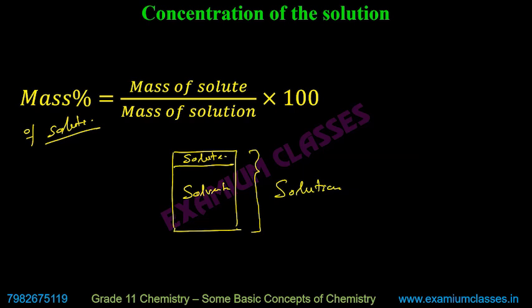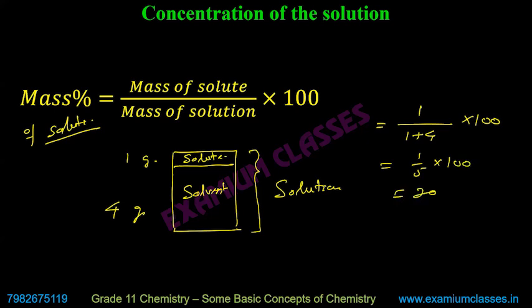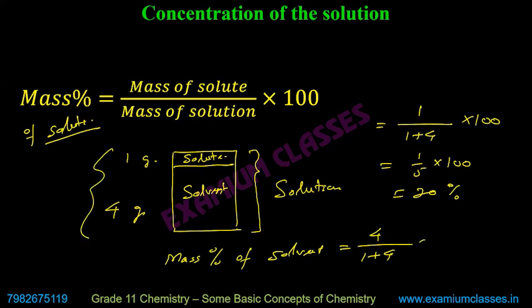So you can calculate percentage. Suppose this solvent is just 4 grams and solute is 1 gram. So mass percent will be 1 gram divided by total 1 plus 4 into 100. That is how you calculate the percentage when some values are given. 1 by 5 into 100, that is 20%. And mass percent of solvent will be 4 divided by 1 plus 4 total into 100, that is 80%.